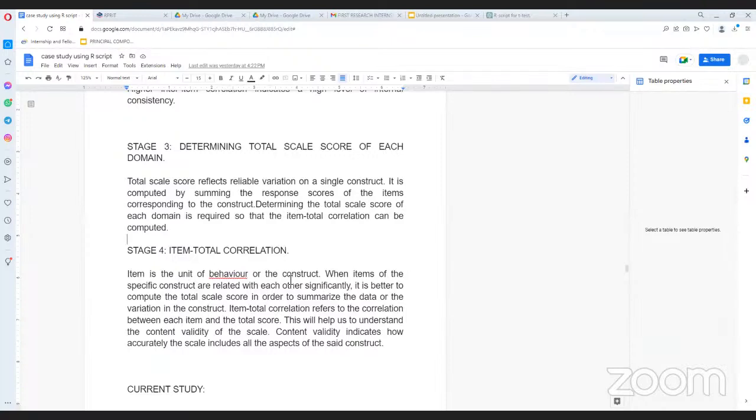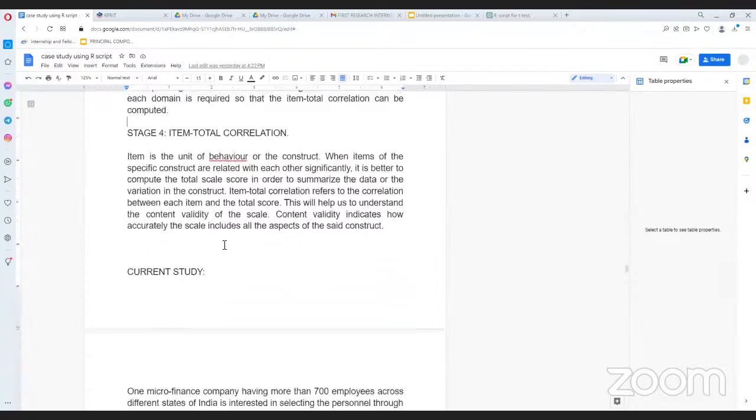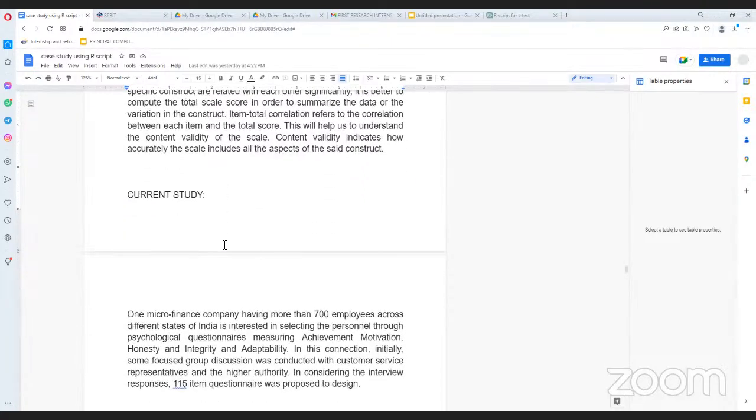Next one is item total correlation. Why is item total correlation important? If the item total correlation is high, that indicates that the item is accounting for some variance of the total score. For that reason, item total correlation is important. Now the current study, please.